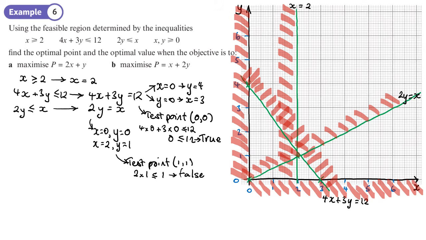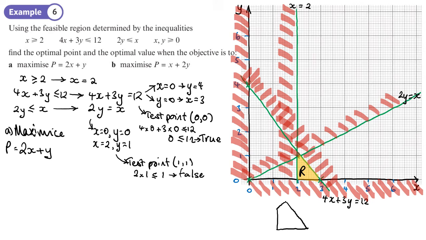Now what I can see is that this leaves this sort of polygon here as my feasible region. Now I'll just draw that a bit bigger because it is a bit small. I've got a polygon that's sort of this type of shape. It's something like that. So we'll label that R, and then we can now tackle part A, which is to maximize P equals 2x plus y.